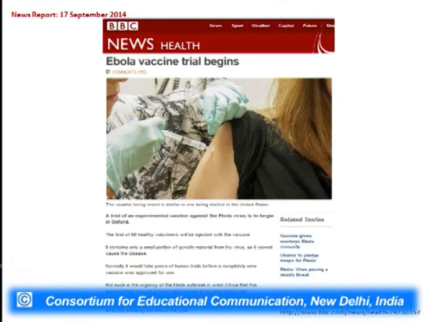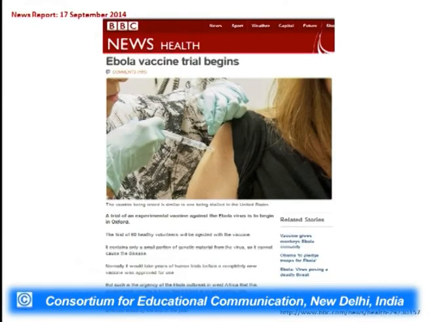Now, Ebola vaccine trials have started. This is a BBC news item of 2014. The trial of an experimental vaccine against Ebola is beginning in Oxford. The first of the 60 healthy volunteers have been injected with the vaccine. It contains only a small portion of the genetic material from the virus. So, technically this vaccine itself cannot cause any disease, because we are using a little genetic material from the virus and not the virus as a whole.